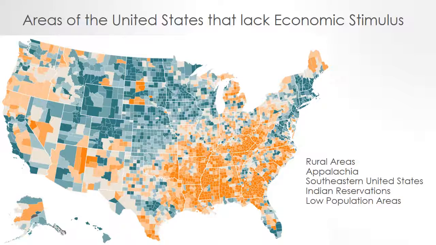Areas of the United States, this is that same map from the New York Times, but you can see the oranger areas of rural Appalachia, southeastern United States. You can see Indian reservations in South Dakota, Oklahoma, low population areas. These would be the areas that we would focus on, just trying to bring their technology standards up to speed.